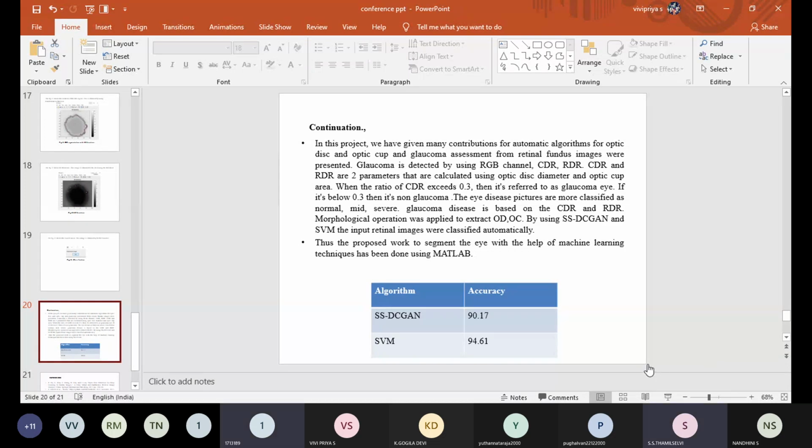So what are all the diseases which affect your eye? Can you list out the diseases? Glaucoma, diabetic retinopathy, and other than that, cataract, ma'am.